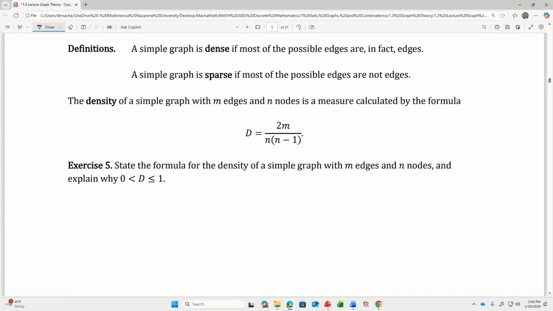Some more vocabulary words. We say that a simple graph is dense if most of the possible edges are in fact edges, which means I'm calling it a possible edge if you look at any two nodes. Any pair of nodes on the graph could have an edge between them. And if most of the pairs of nodes are connected, we would say that's dense. And if most of the pairs of nodes are not connected by an edge, then we would say the graph is sparse.